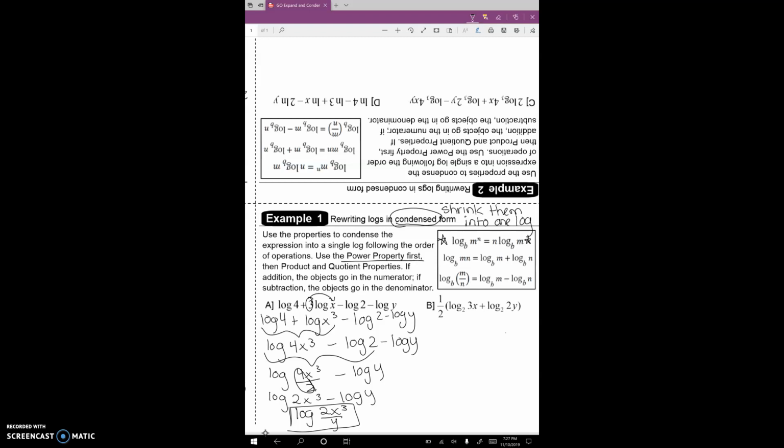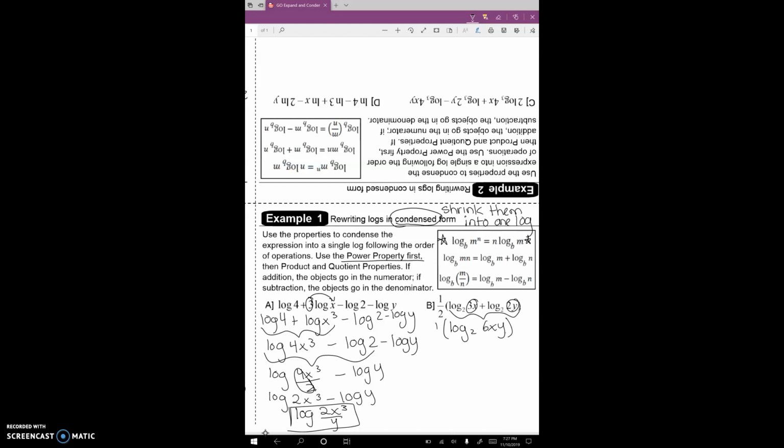B is different. We're going to start off with parentheses first, since that's always the rule. You always want to do that first. Nothing happens to the bases. I'm only going to multiply the 3x and the 2y. That gives me 6xy.